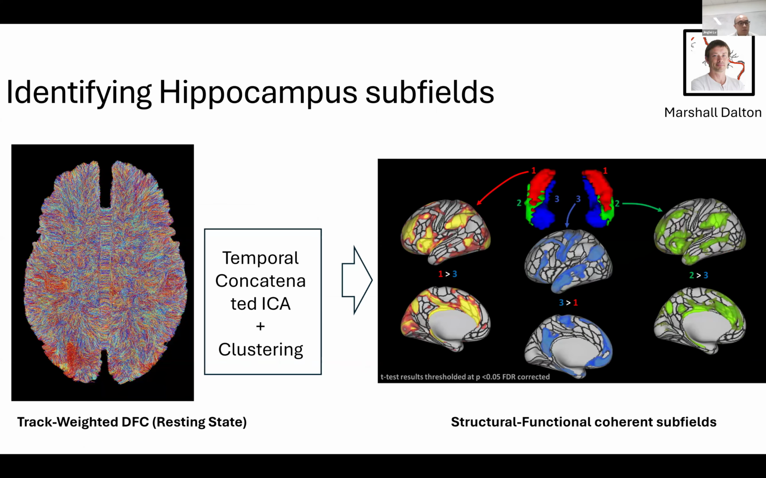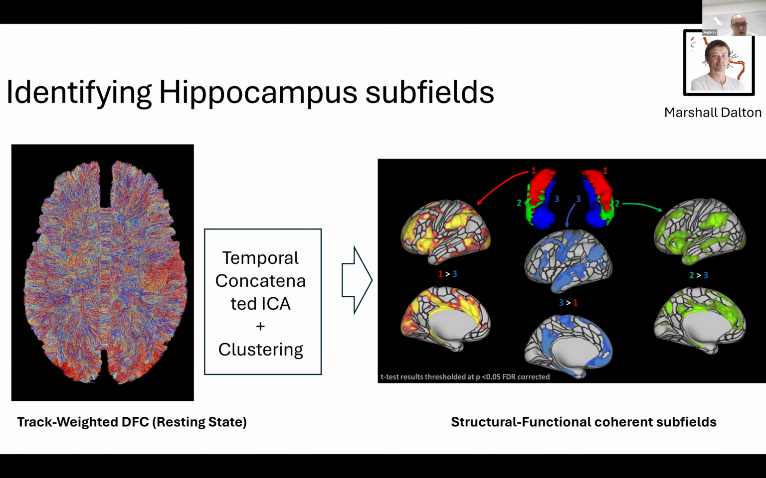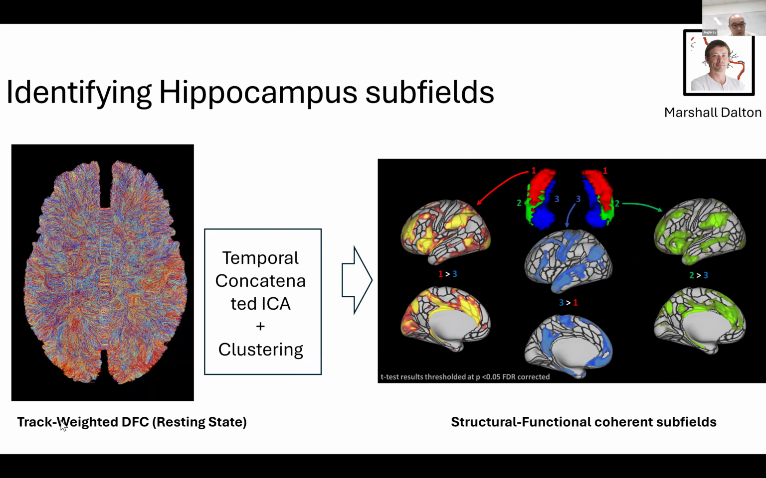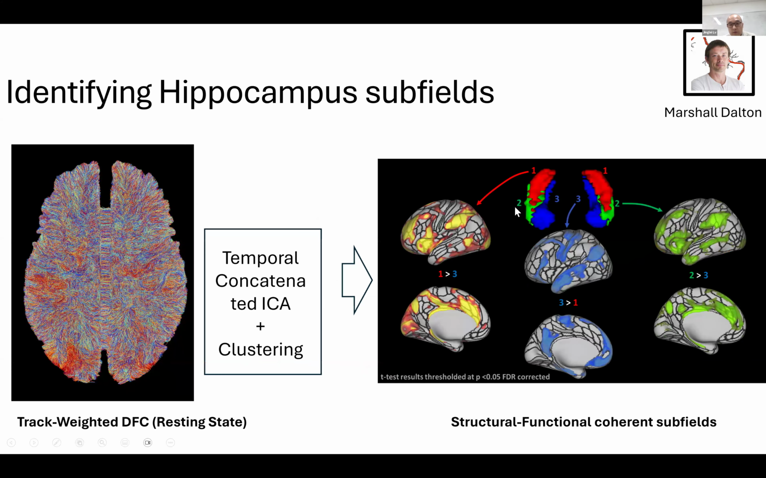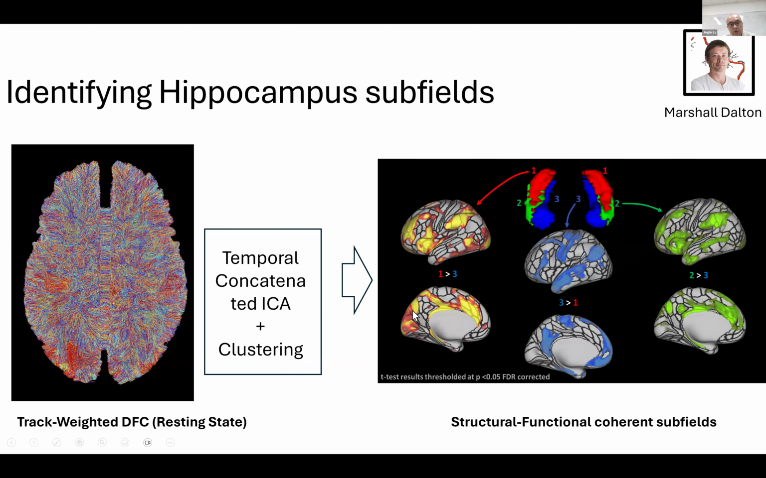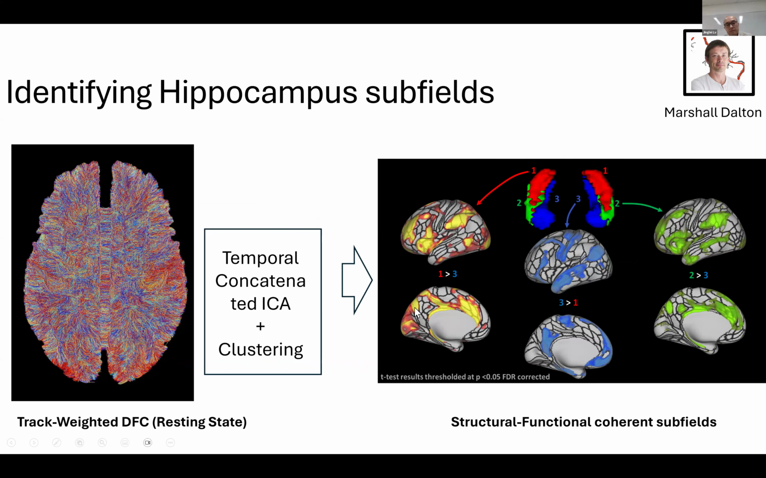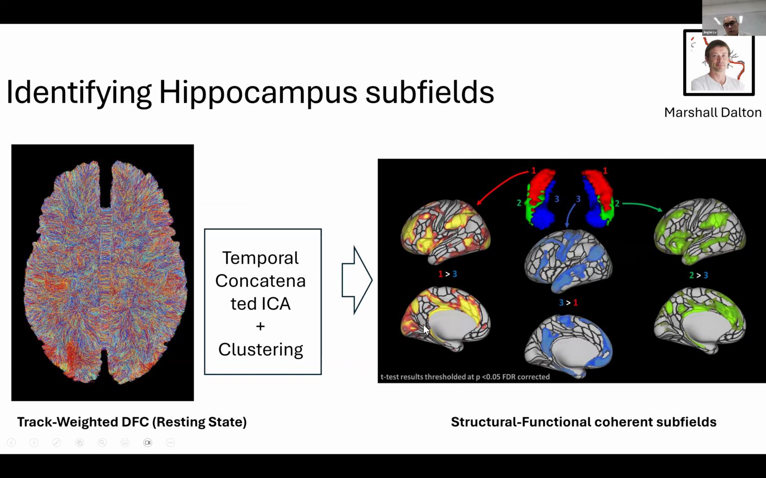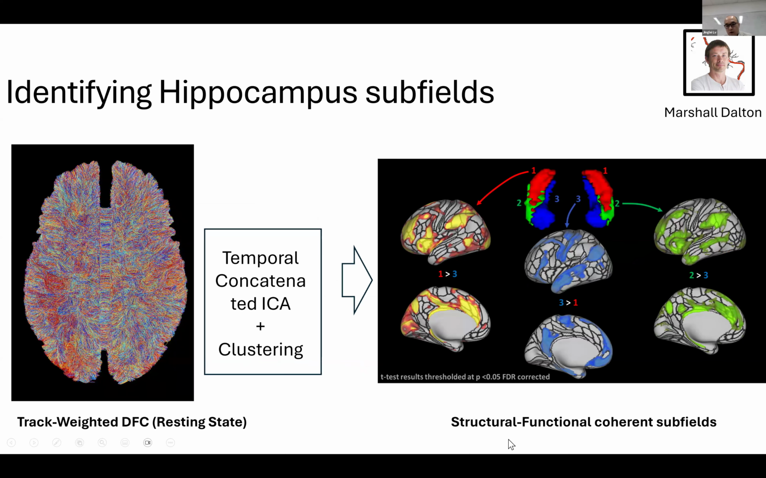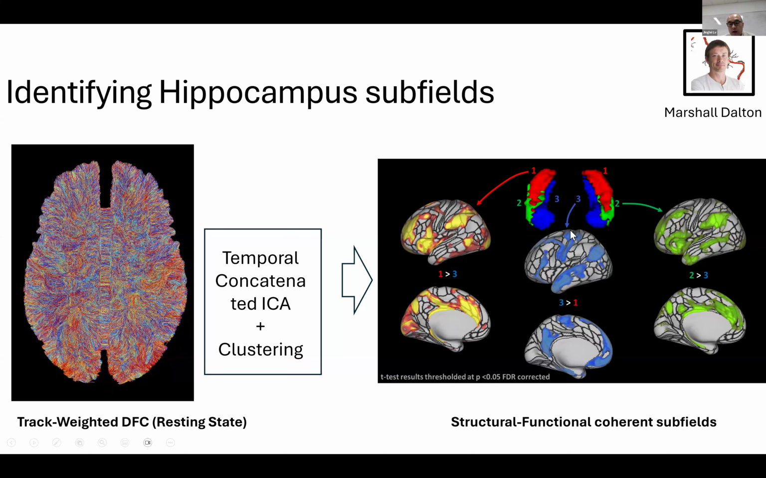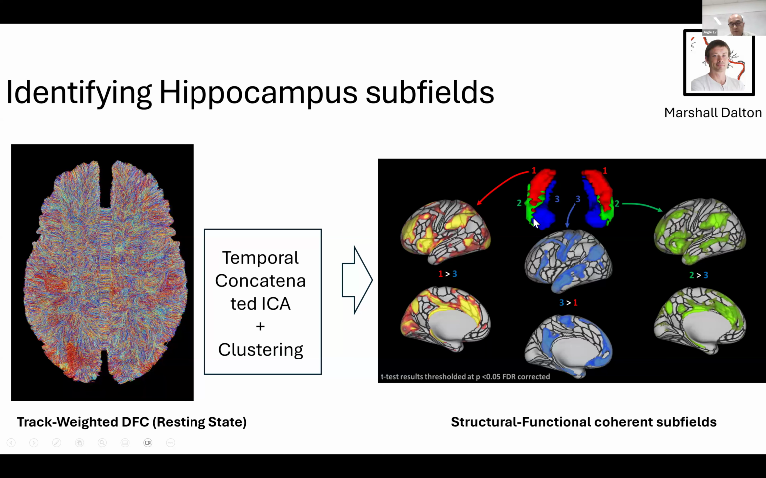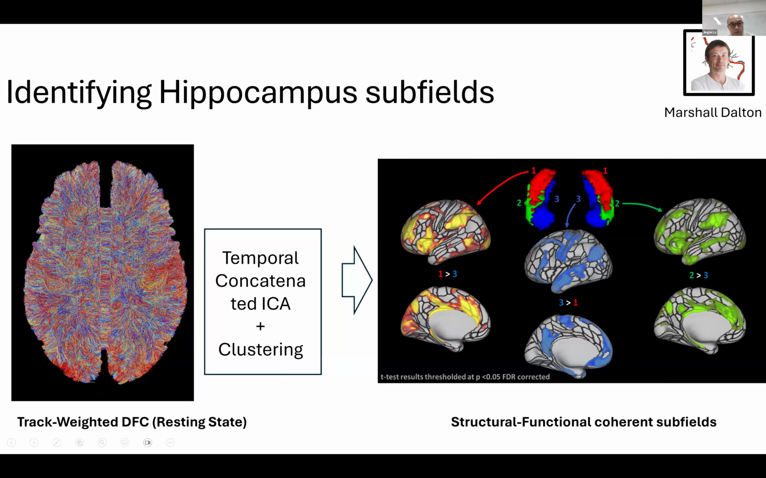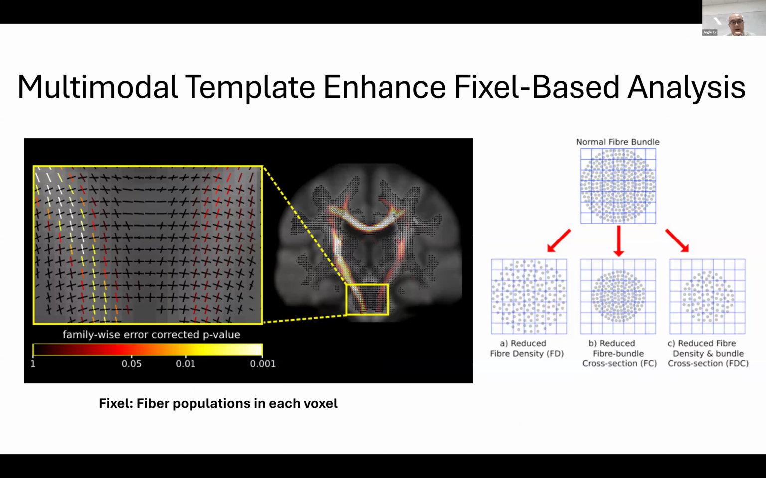And now we are also trying to use the track-dynamic functional connectivity to segment the hippocampus, because this is a combination of functional MRI and diffusion MRI. So we expect a structurally and functionally coherent segmentation of the hippocampus. Okay, now I'm jumping to another example.